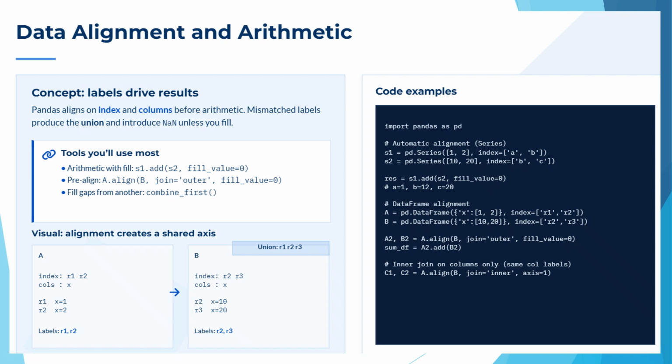Next, two data frames A and B are created with partially overlapping row labels. Using a.align(b, join='outer', fill_value=0) produces two aligned data frames with the same index, allowing safe arithmetic operations like addition using a2.add(b2). Another example shows alignment using an inner join on columns, where only common column labels are retained. These examples illustrate how pandas automatically manages alignment and provides functions to control and customize this behavior, making it highly effective for data analysis tasks involving multiple data sets.